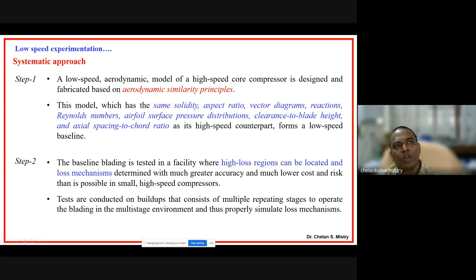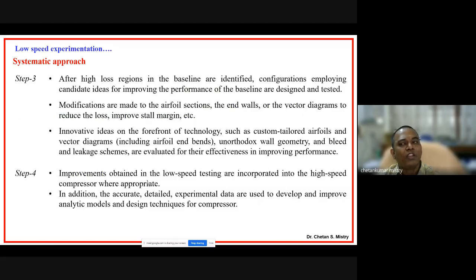What you need to do is identify the region where you have higher losses and try to find out the mechanism for that. Once you identify that location, you can do modification, maybe change the shape of your aerofoil, maybe the end walls, because you are looking for improvement in overall performance, in terms of reduction of losses and improvement of stall margin. There are different innovative methods that you need to incorporate.